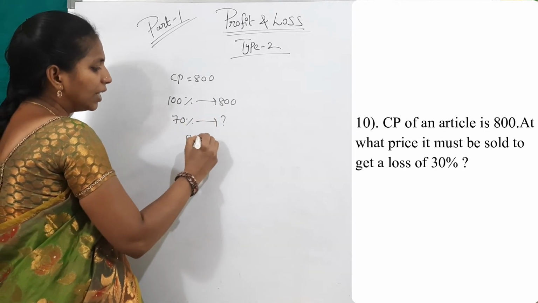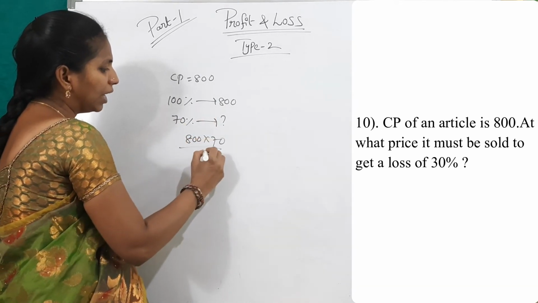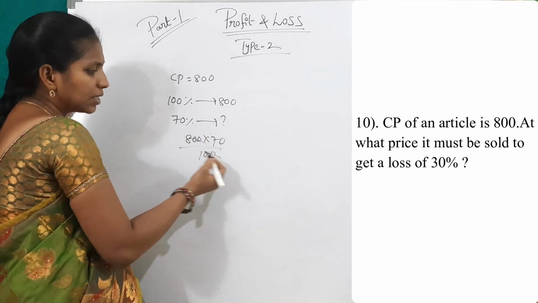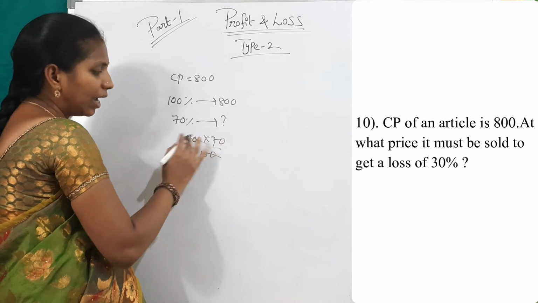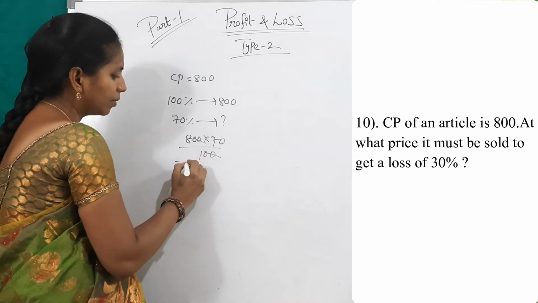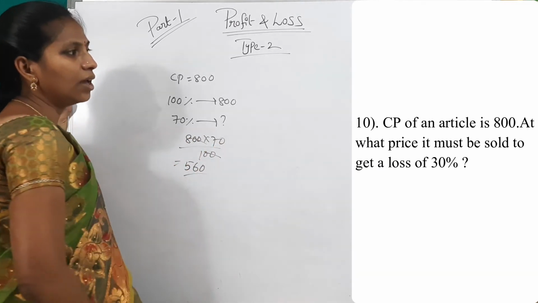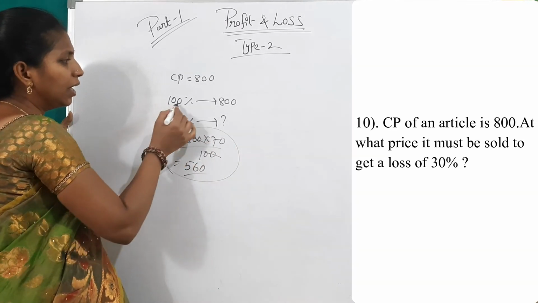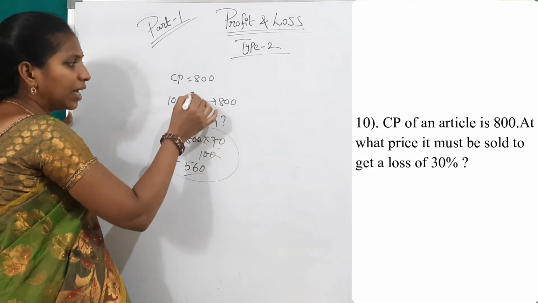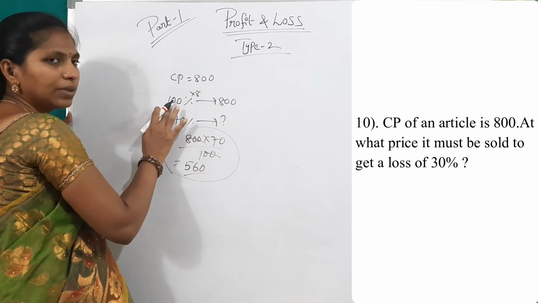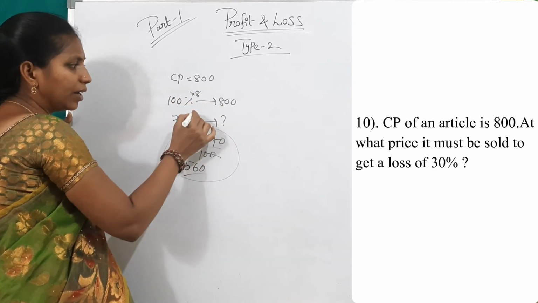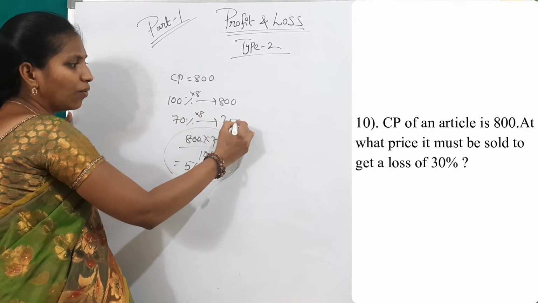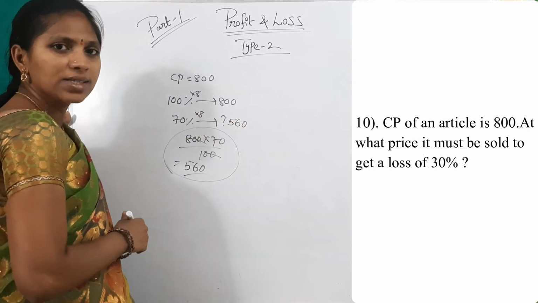Then here 800 into 70 by 100. Cancel the zeros and 8 sevens. 560 is the result. Without writing this expression, see here 100% is equal to 800, means into 8. 100 into 8 equals 800. Then into 8. 7 into 8 is 56. So 560 is the result.